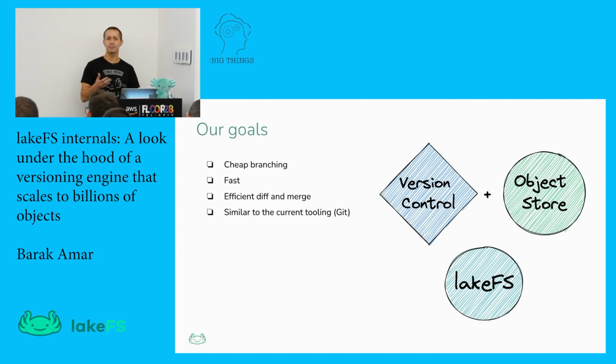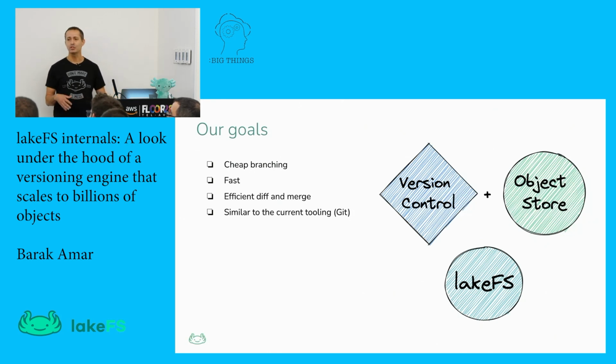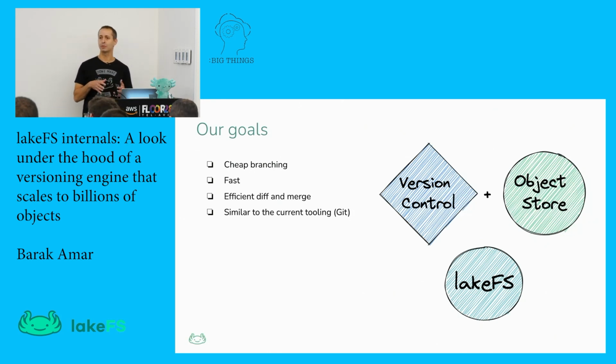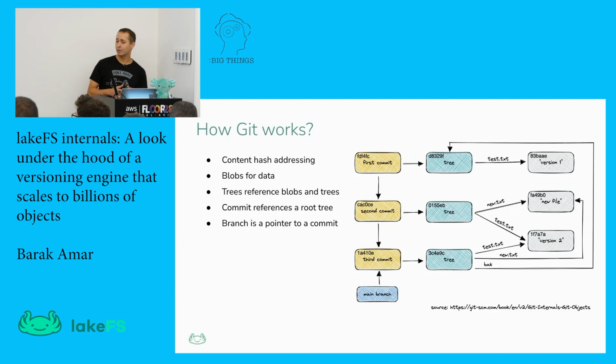Efficiency in diffing and merging as part of the versioning engine is a core capability. Knowing which changes are getting into your branch or going out is very crucial in having a versioning engine. And of course, we wanted to use the same concepts that we already knew from a versioning tool like Git in our versioning engine. So we looked at how Git does it.